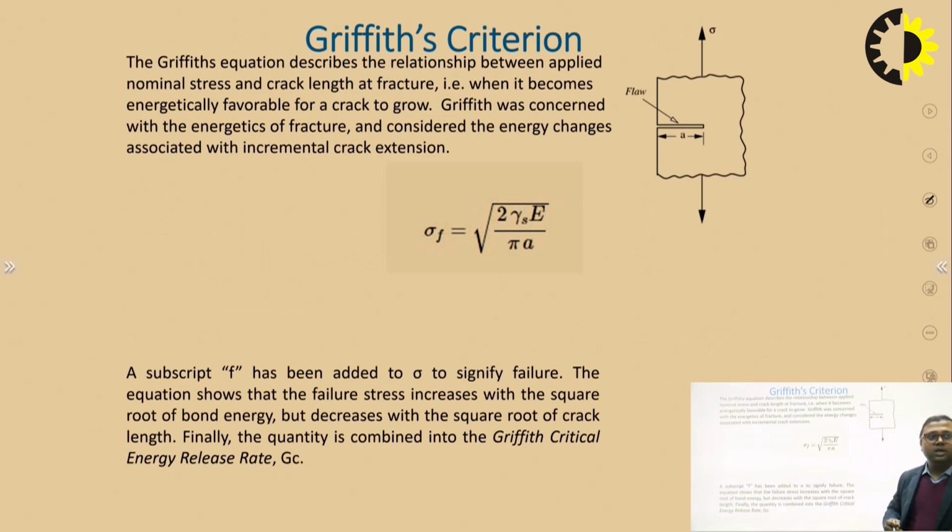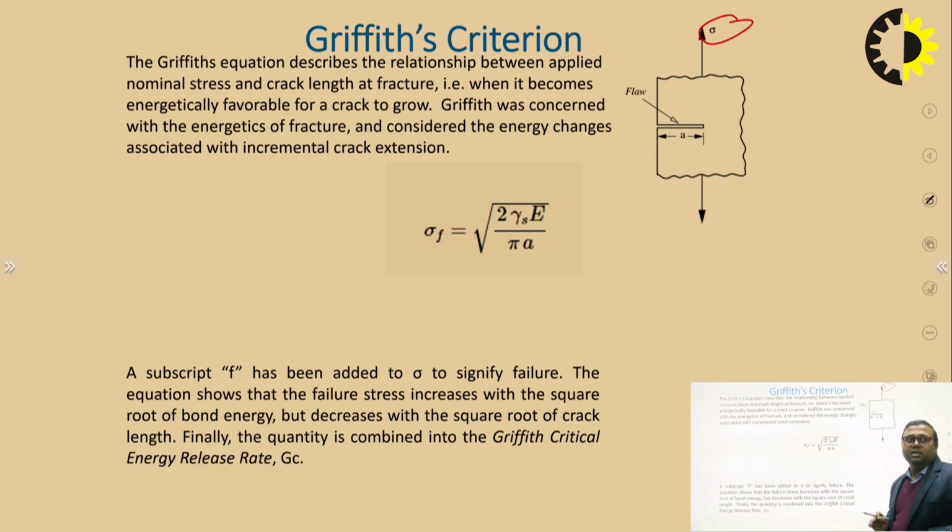The next point is the Griffith criterion. The Griffith criterion, given by Griffith, describes the relationship between the applied normal stress and the crack length at fracture. Suppose this is the crack length originally present inside the material, and if we apply some stress, sigma, perpendicular to this cross section, then this crack is going to propagate, and when it propagates, it will cause the material to fail.